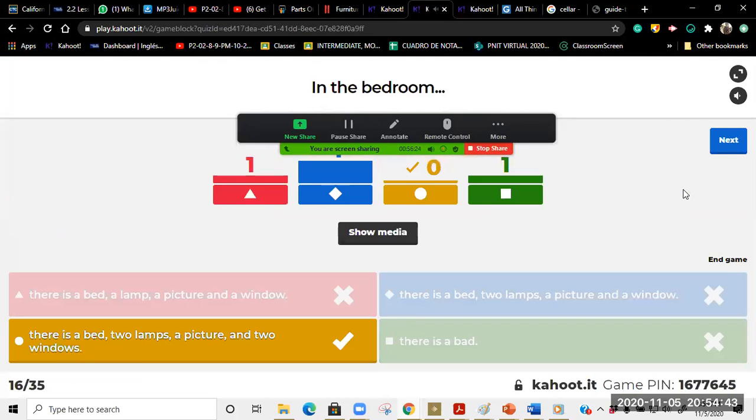Three. Very good. There is a bed, two lamps, and two windows. Lo siento, tengo mala señal. No vi la otra ventana. Quizás estaban a la par. Pensé que solo era una. Okay, trick me. Two windows. Very good.